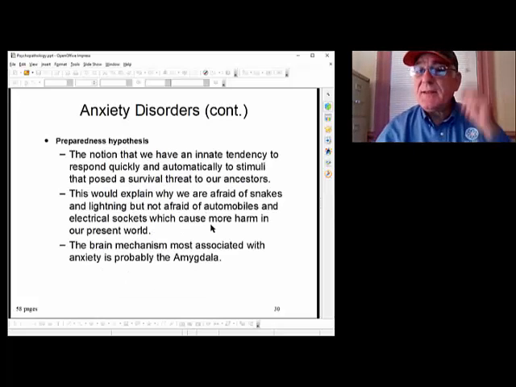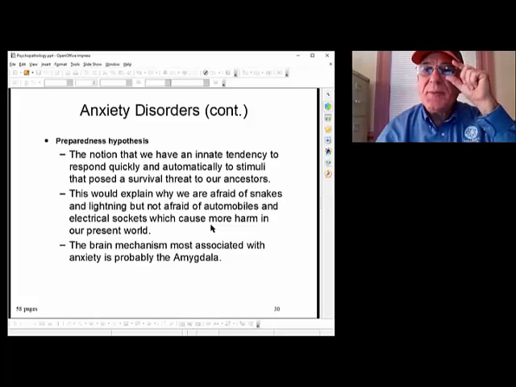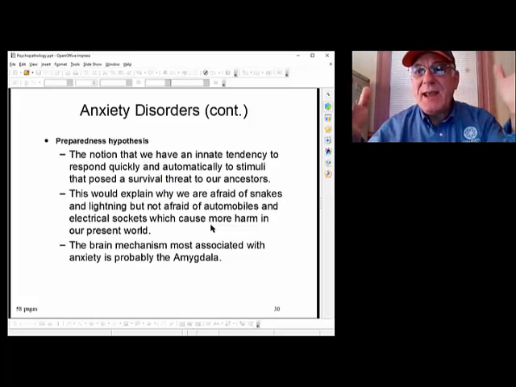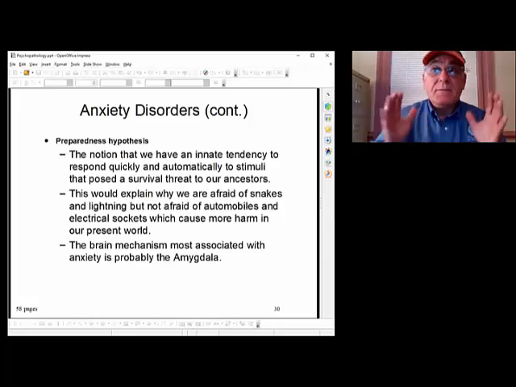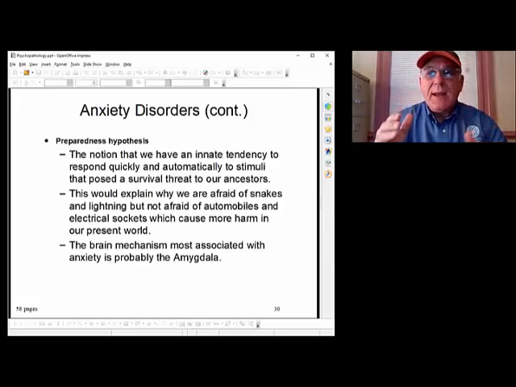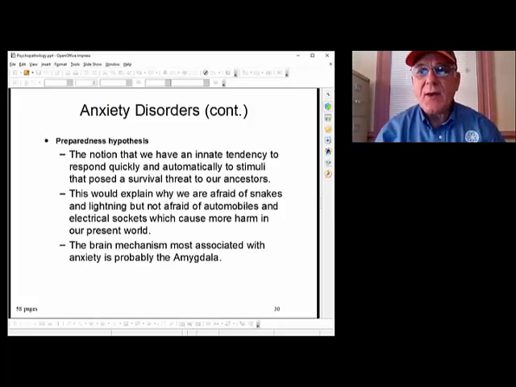Now, some people think that the reason we have anxiety disorder is because we are prepared to have anxiety disorder. Our body is prepared for it, the preparedness hypothesis. We've already talked a little bit about this. The notion is that we have an innate tendency to respond quickly and automatically to stimuli that posed a survival threat to our ancestors. If our ancestors survived, they survived because they had that reaction. And we have that reaction because they passed that on to their children. The people who didn't have that reaction didn't live long enough to have children.